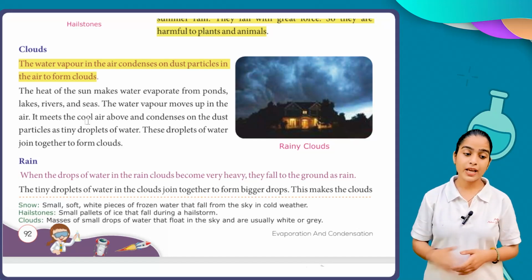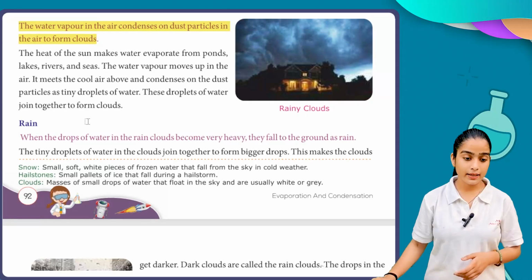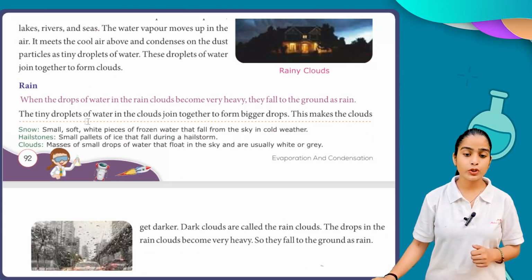Now we have rain. When the drops of water in the clouds become very heavy, they fall to the ground as rain.